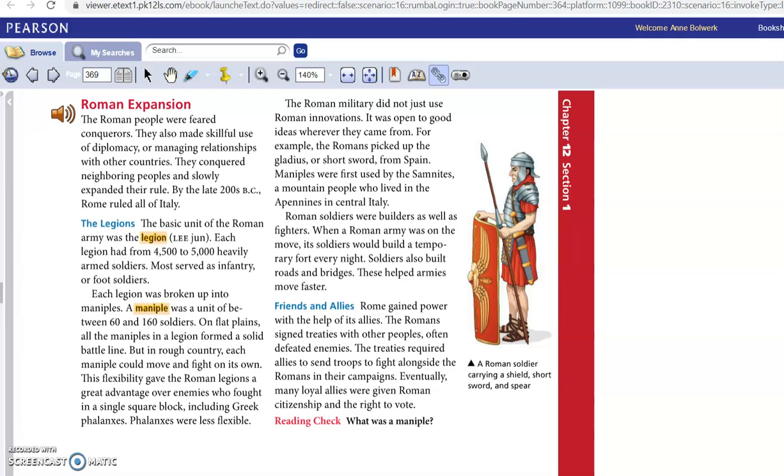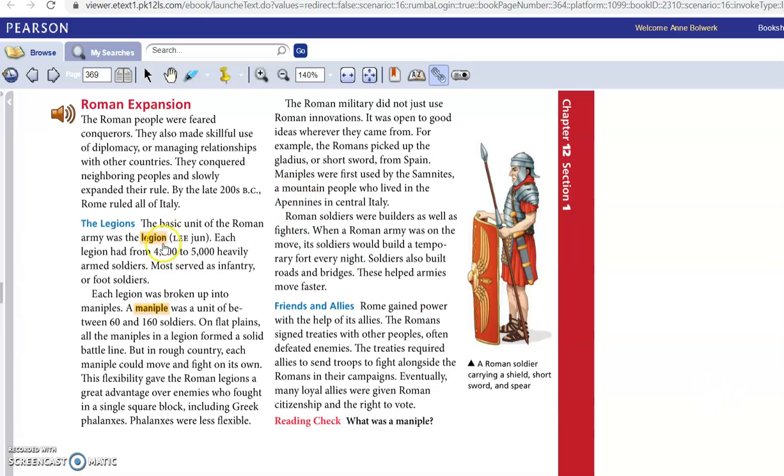The Roman people were feared conquerors, and they made use of diplomacy, so peaceful relationships with other countries where they could slowly conquer and take over. By the late 200s BC, so 1,000 years, no, 600 years. I keep getting the BCs and ADs mixed up. 600 years later, Rome is ruling all of Italy.